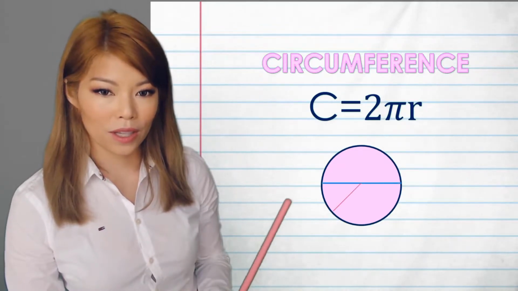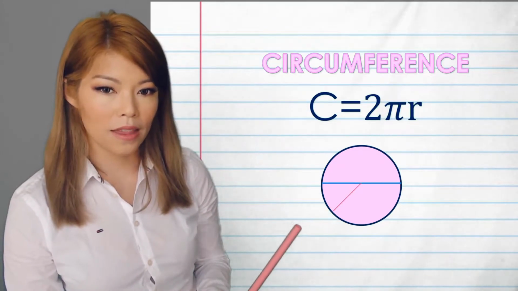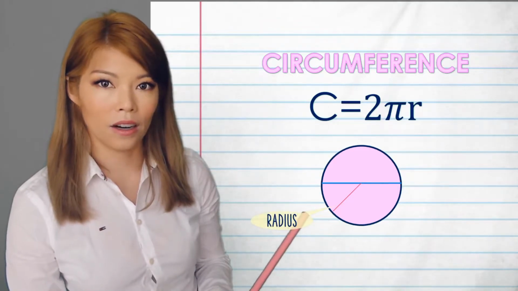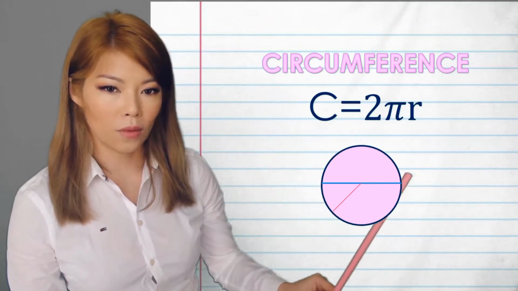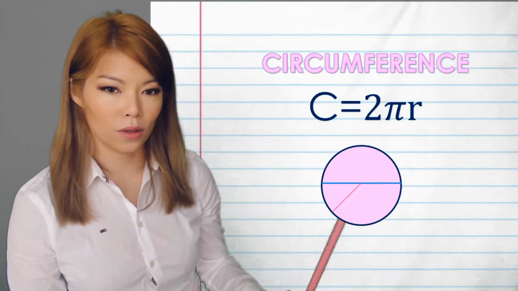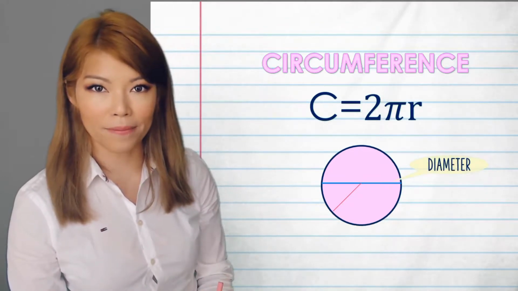We're going to use the radius, the red line there, the line that goes to the center of the circle, and the blue line, the one that goes through the center of the circle all the way across, the diameter.